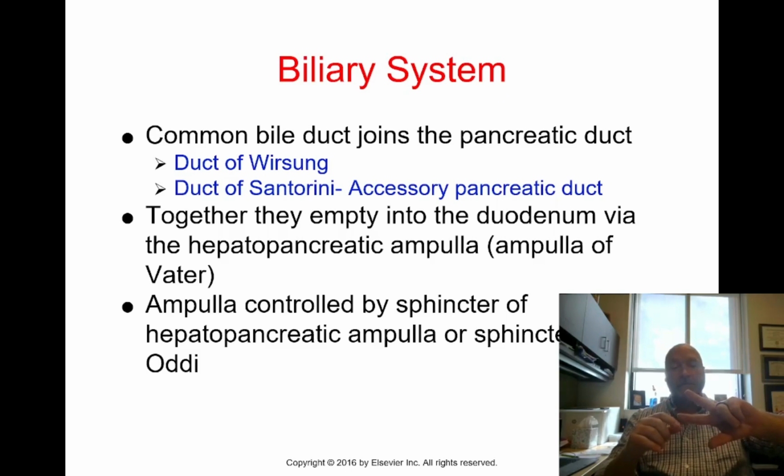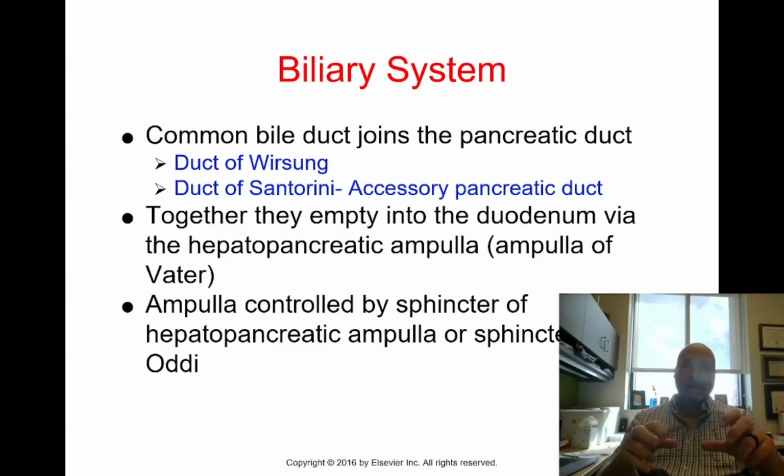But sometimes what you'll have, though, is a second pancreatic duct that parallels the first one. It might come off before the two join together, so it might come off here, or it might go into a separate sphincter or orifice in the small intestine. You just don't know.